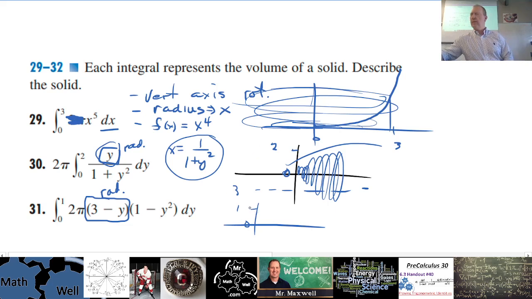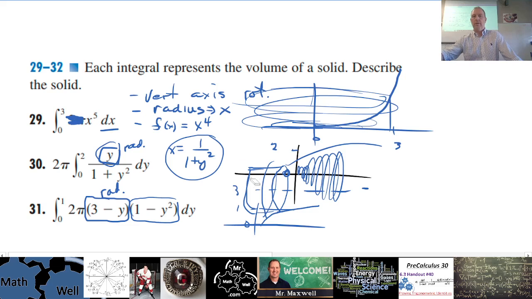Y squared plus 1. So what's that? Like something like this? I don't know. Okay. So this is your function. X equals 1 minus y squared. And you're rotating it in space this way about the horizontal line, y equals 3, looks like. And these are cylindrical shells here. Oh, that's bad drawing, sorry.